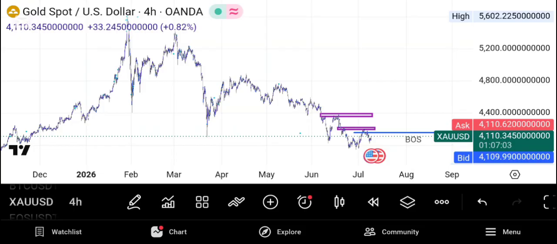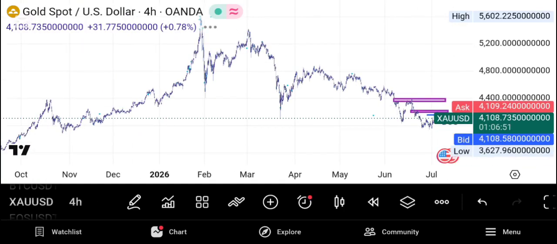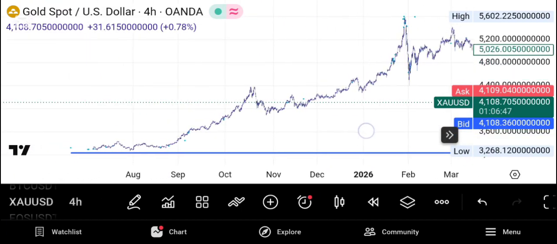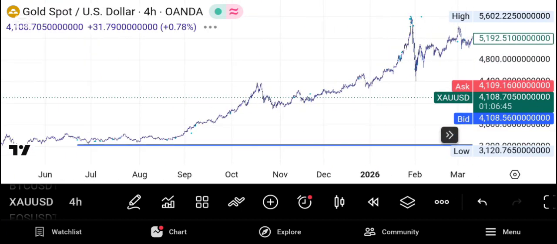Okay, where should I go in? Where should I exit? Where should I put my take profit? Now let me start with the corrective zone. The corrective zone is when you want a discount price. The impulsive zone is when price has already started playing out in your favor.